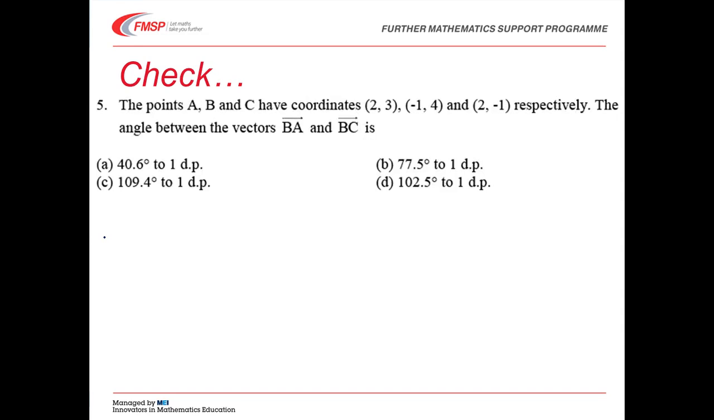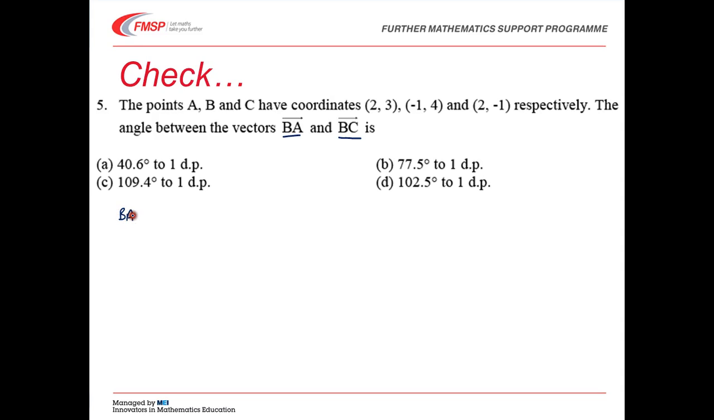Okay, one more for you to try. So pause the video again and have a go at this one. Do make sure that you've got your vectors the right way round. We're asked for the vectors BA and BC. So if you didn't make sure that you had yours that way round, you might want to pause the video and have another go at this. Right, let's do this then.